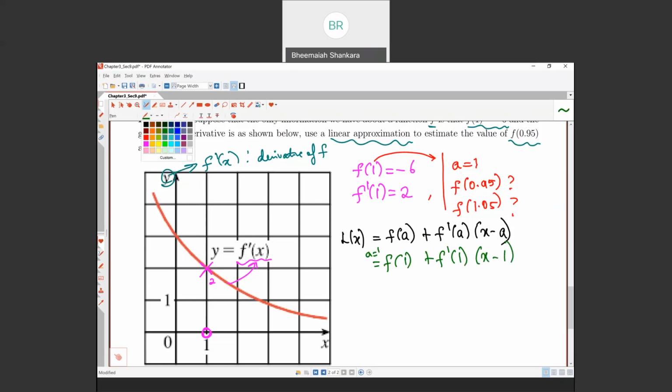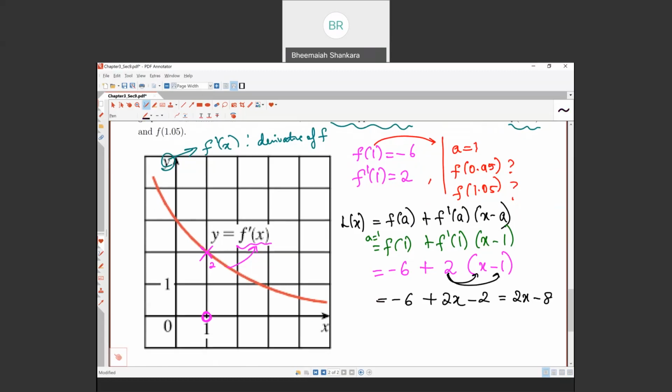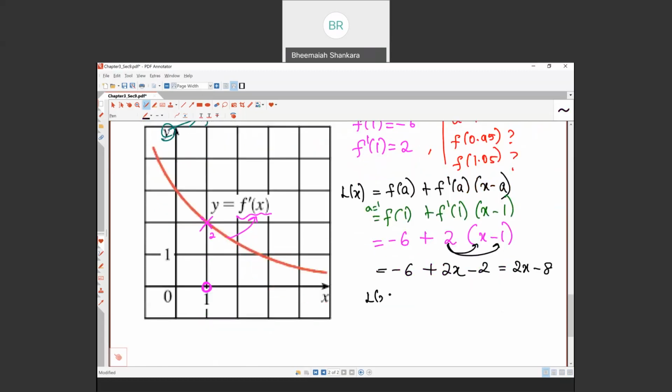Let's write f of 1 plus f prime of 1 times x minus 1. F at 1 value is given and we already listed it on the top, so let me write it as negative 6. F prime of 1 was readable from the graph, and we made out that that value is 2, so let's plug in, and then we have x minus 1. Now we are good to multiply this 2 for both the terms. So we have negative 6 plus 2 times x is 2x, and then 2 times negative 1 is negative 2. Simplify this a little bit, you get 2x minus 8. Now all we have is the linear approximation of the given function is 2x minus 8.